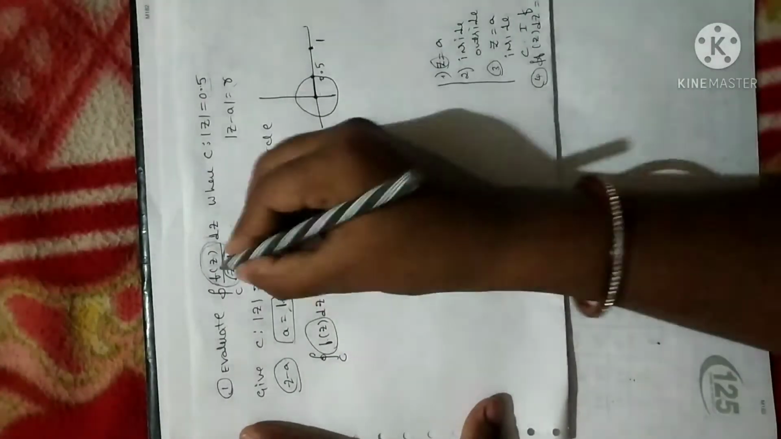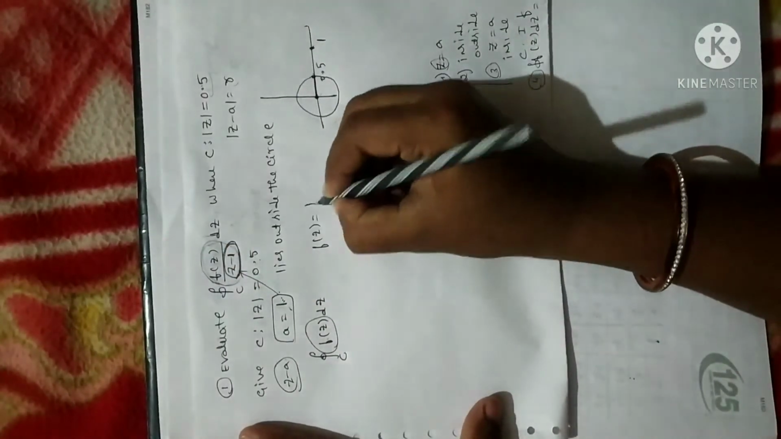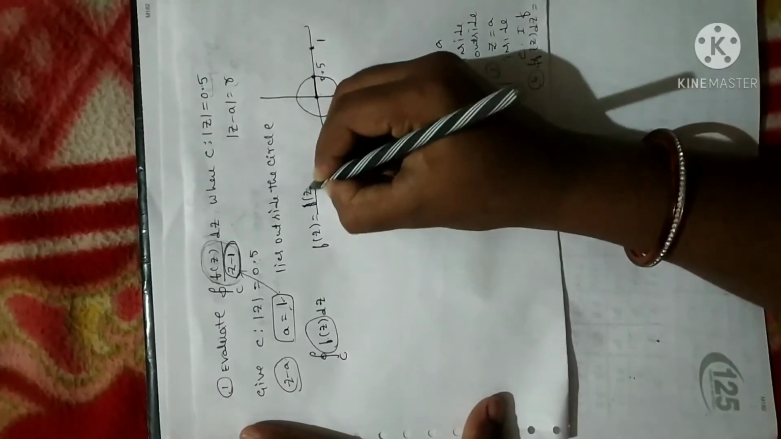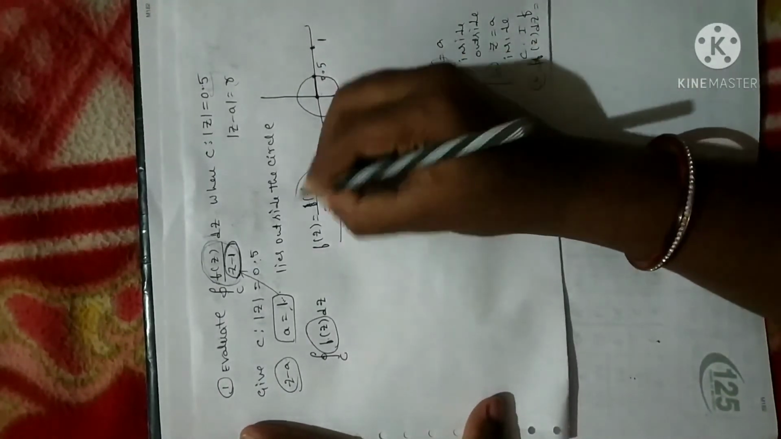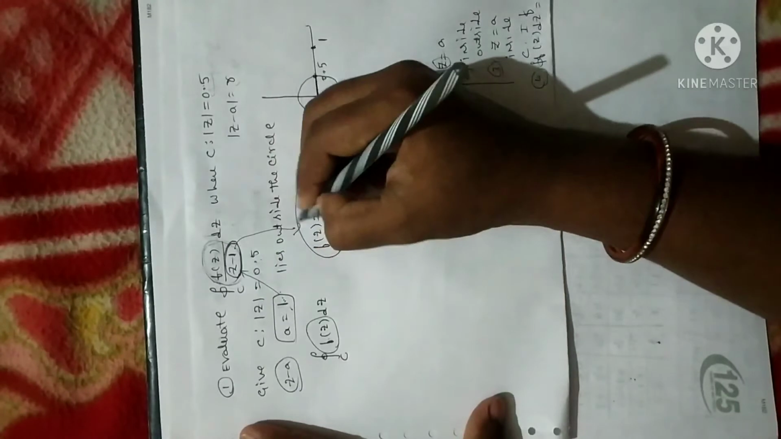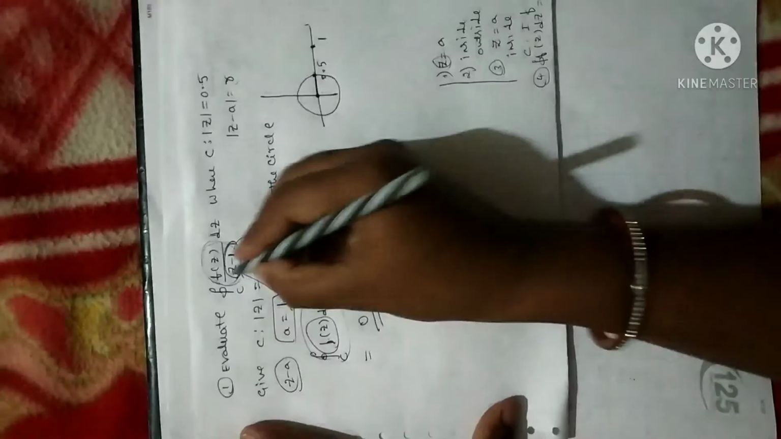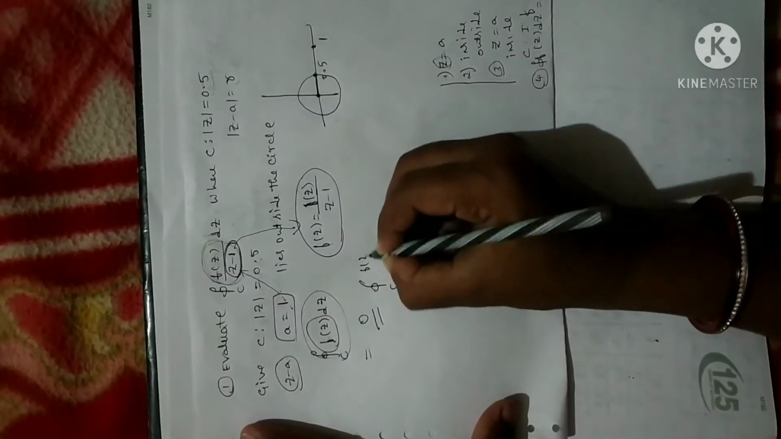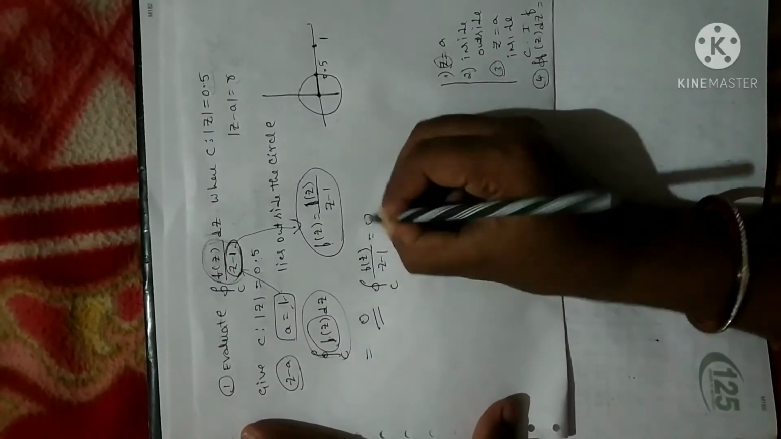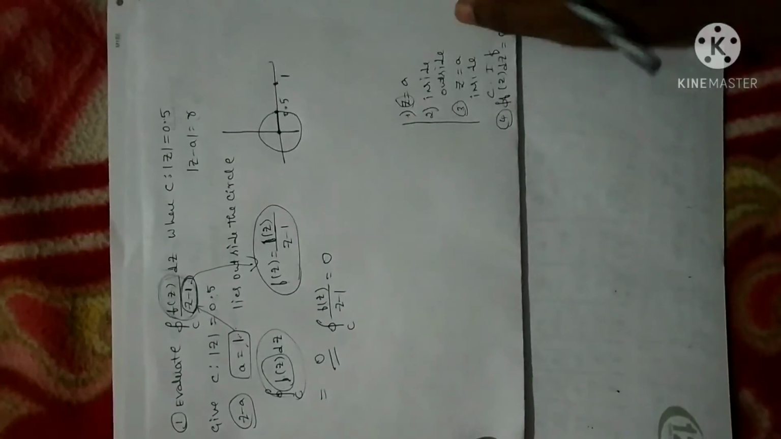Where f of z I have to take as 1 divided by, or I can write f of z divided by z minus 1. So this entire integrand value I can consider as f of z. Now by the theorem, this value is 0. Therefore the given problem value, the integral of f of z divided by z minus 1, is equal to 0. I'll just repeat once again.